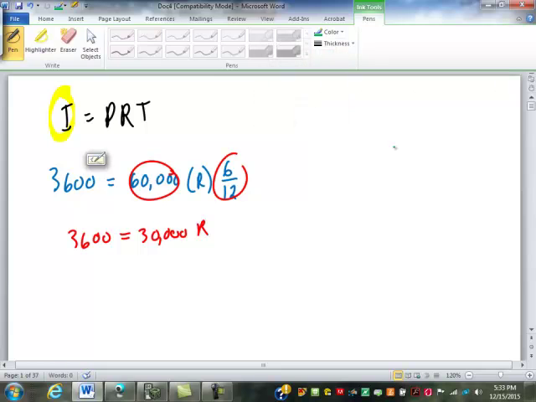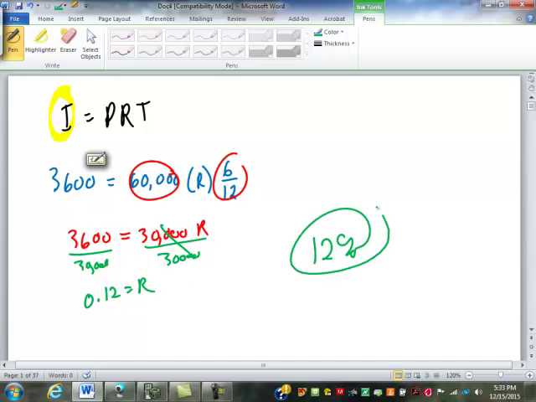And now we'll divide to get R by itself. Dividing by 30,000 makes this 0.12 equals R, so that would be 12%. If you left it as 0.12 for 5, I'd be okay with that.